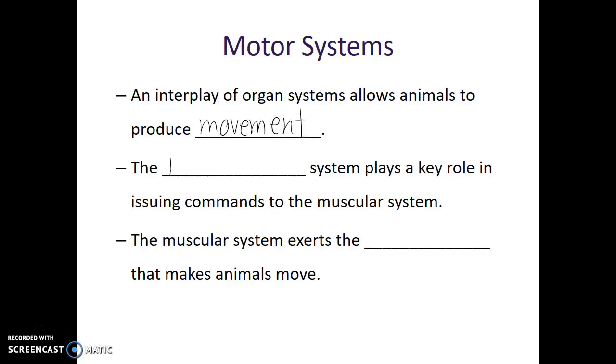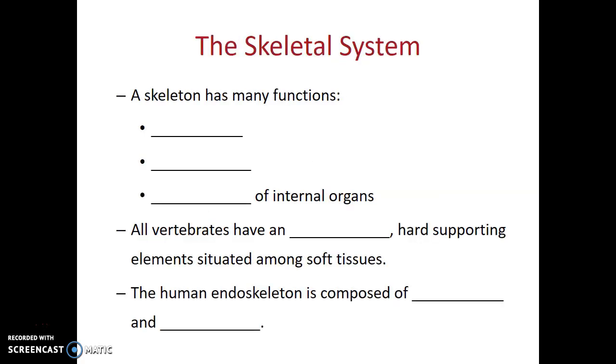The nervous system plays a key role in issuing commands to the muscular system. The muscular system, in turn, exerts the force that makes the animal's body move. Now, this force is going to be applied to the skeletal system.